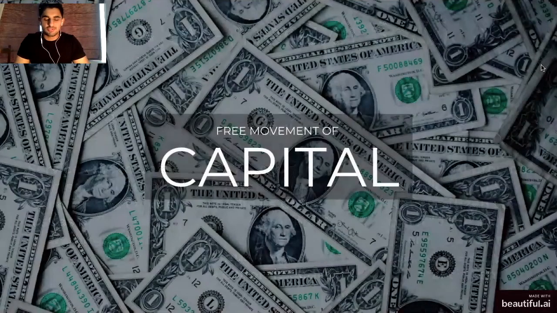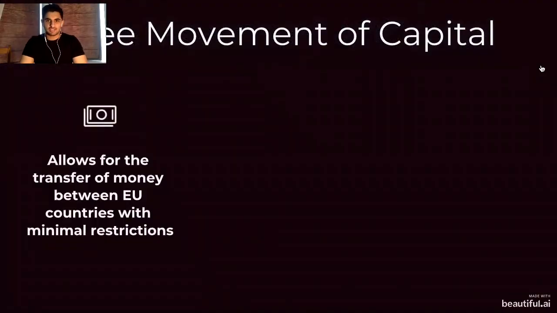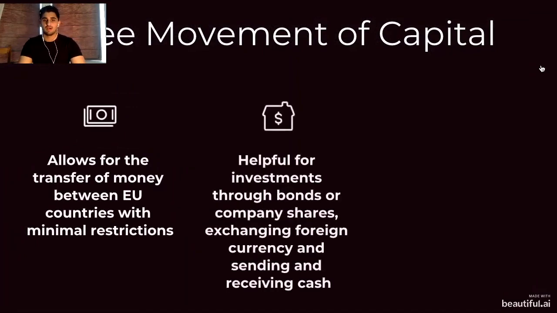And finally, we move on to free movement of capital, perhaps the least discussed and the least controversial of the three free movements. Essentially, what this allows is for the transfer of money between EU countries with very, very minimal restrictions on that. It's helpful for investments through bonds, company shares. So if I wanted to invest in a company in Germany, there are very few restrictions for me to do that. And again, I'd be treated the exact same as normal citizens.